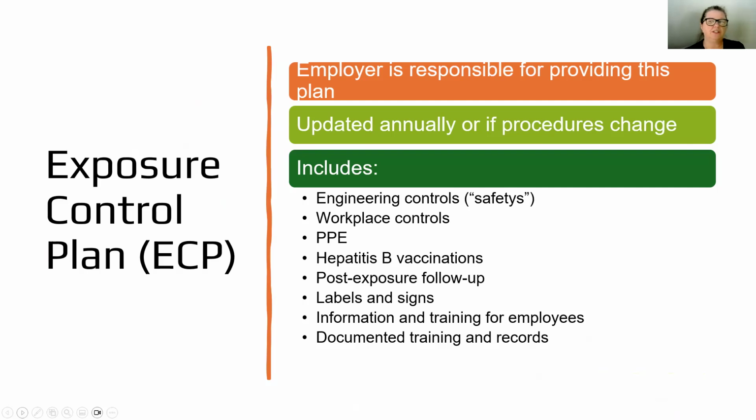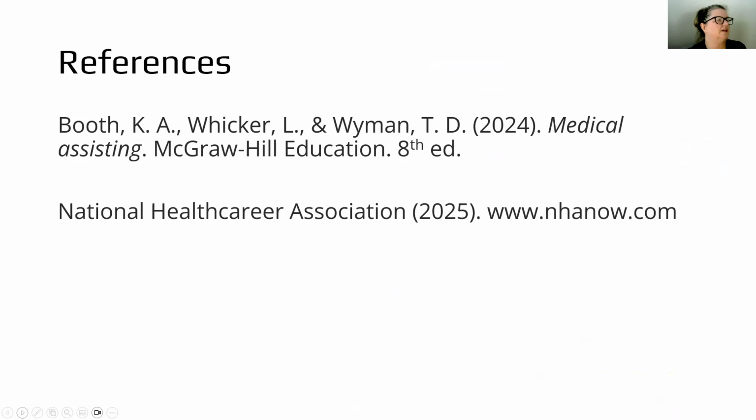What types of labels and signs do we have? What information and training is there for the employees, and have the employees been trained, and when will they be trained if they haven't been? And then documentation of all of that training. Because if OSHA comes in and you don't have something like this, your facility can be fined, and that's not fun at all. So you really need to keep up on this stuff.